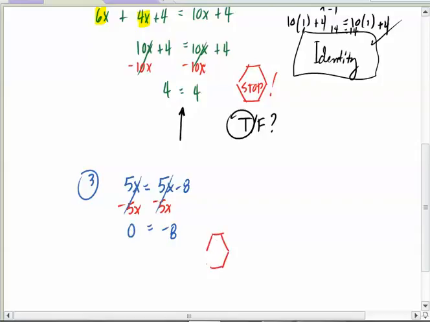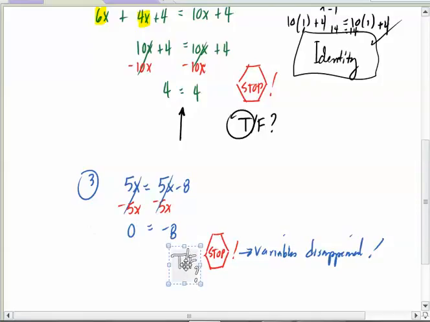What do we do? We draw a little stop sign. We say stop. The variables disappeared, right? So we stop. And then what do we do? We ask ourselves a question. Is this a true or false statement? That's the next question. True or false? I didn't mean to put that there. I'm going to be picky and put it right there underneath the other one. Okay, so true or false?